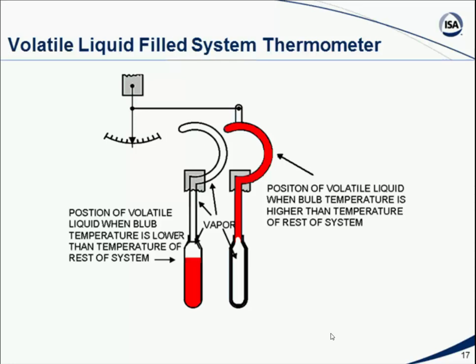So instead of mercury, we can use other liquids, and we can use liquids that are volatile that vaporize, and again use the vapor pressure of the gas that flows up into the tube to have the same effect of bending and warping that C tube or Bourdon part.